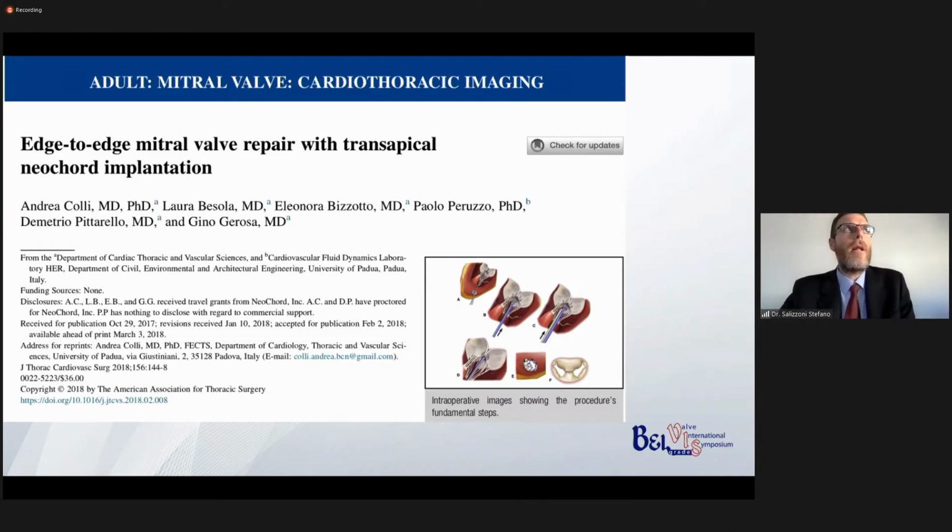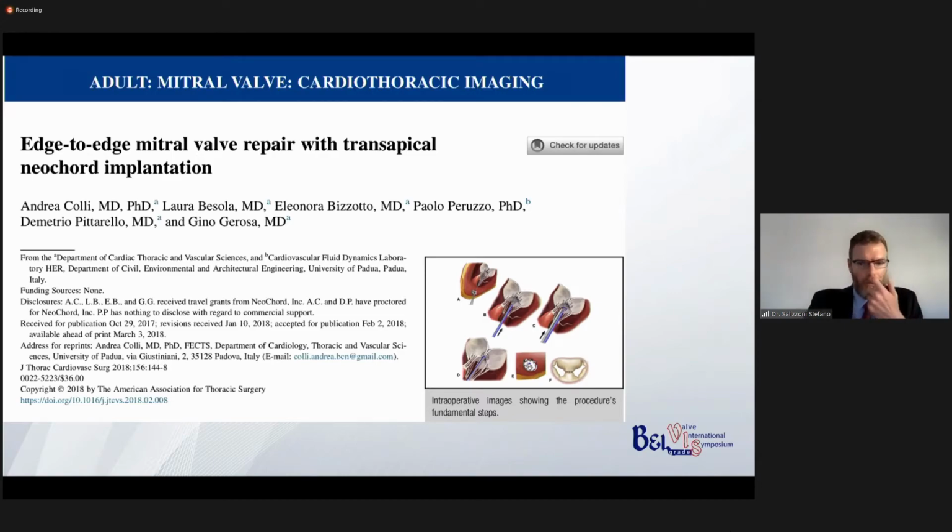Neochord is more similar to the surgical procedure. So you have less steric encumbrance compared to Pascal or to MitraClip. Even if we know that as surgeons, the edge-to-edge repair is not really a good technique. This is why we don't use it routinely, just when we are in trouble and maybe we don't see the anterior leaflet or we don't have a good exposure of the valve.